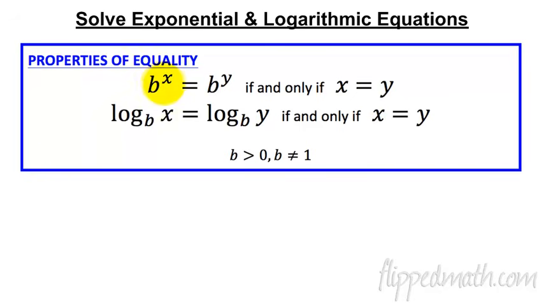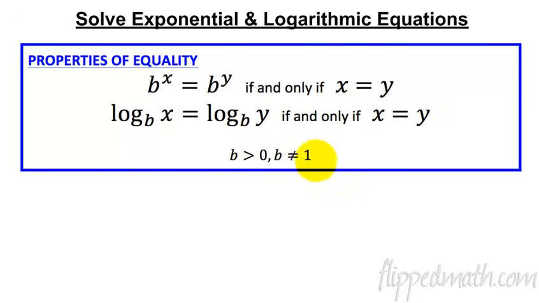What we do with that is, if you have bases that are the same, notice here we have a b base and a b base. If those are the same, then we can just take the exponents, x and y, set them equal to each other and solve. Real simple. Same with logarithms. If you have bases that are the same, you can basically just say, hey, those bases are gone, and it's just x and y, and then you can solve it.